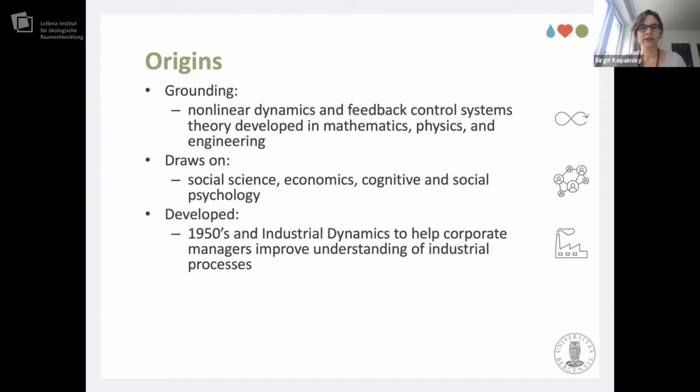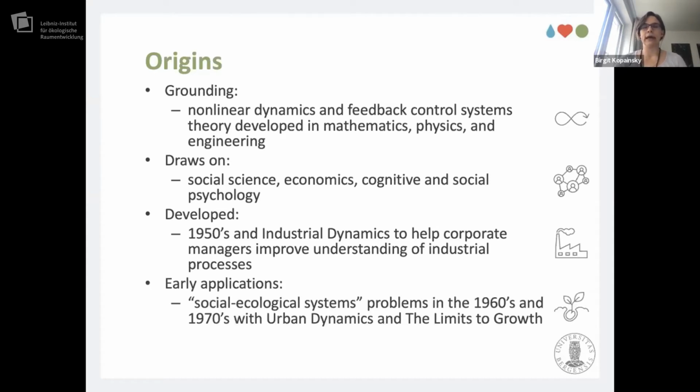The method dates back to the 1950s, where it was developed at the Massachusetts Institute of Technology and originally applied more to the industrial sector to help managers improve understanding of industrial processes. But very soon it started being applied in what today we might even call social-ecological systems. At that time, they were more called urban dynamics or the limits to growth. So we have a long history of applications of the method in social-ecological systems. So in systems where the environment interacts with societal questions, with economic questions, with people, with humans who interfere in the environment.